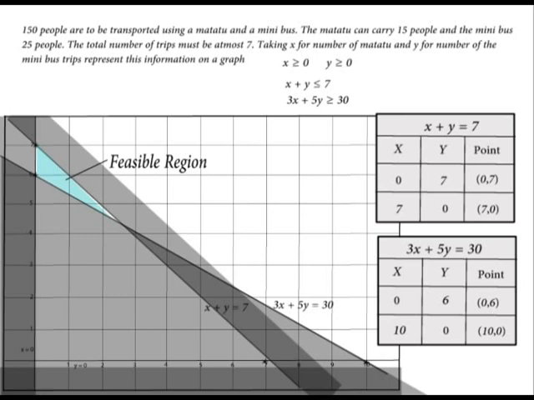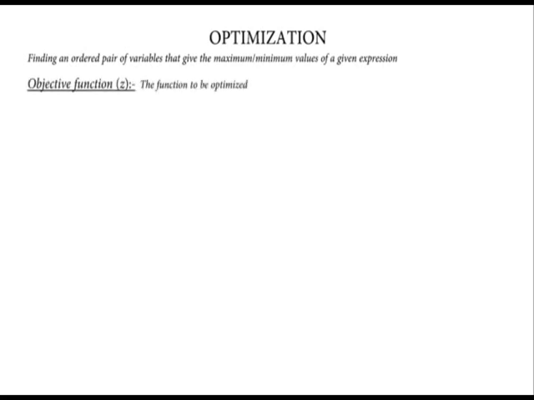So now we move to optimization. Optimization is the process of finding the ordered pairs of variables that give the maximum or minimum values for a given expression. These ordered pairs of variables are found in the region that satisfies all the inequalities. The process of finding the maximum and the minimum values of linear functions under limiting conditions or constraints is called linear programming. The expression to be optimized is called the objective function.